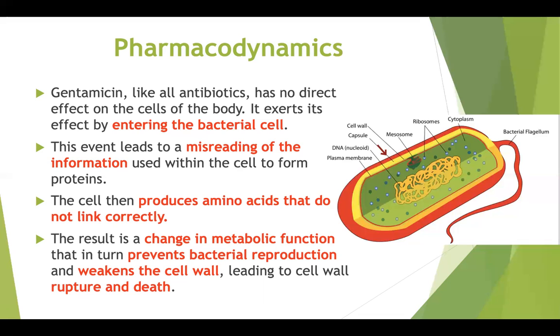leading to cell wall rupture and death. Okay, so it enters the cell again, and because of the entry, it will destroy the information inside the cell. The cell will produce amino acids which are not relevant, and then there will be a change in metabolic function inside the cells, and it will stop multiplying, and it will weaken the cell wall, and eventually it will lead to the death of the cell. Okay, so that's how gentamicin would work.